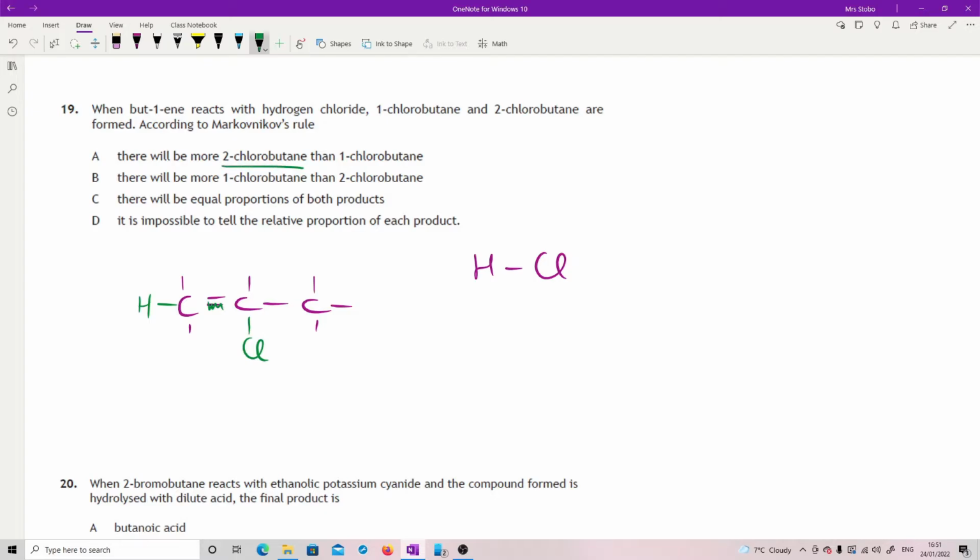So I'm going to be more likely to produce 2-chlorobutane than 1-chlorobutane. It's definitely not 1 than 2. It's not going to be equal. The whole point is it's more likely that you get one thing than the other. And the option saying it's impossible to tell the relative proportion of each product has got nothing to do with Markovnikov's rule.